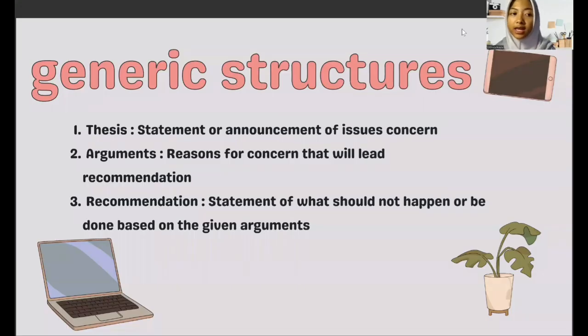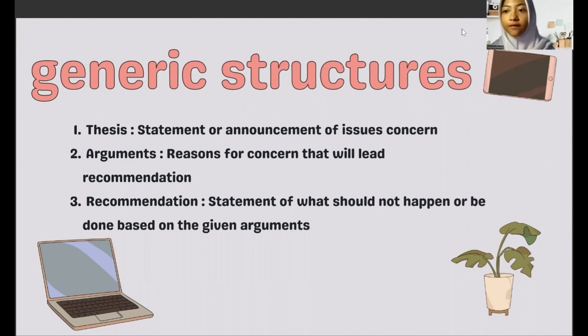Okay, with me, Kaynda will explain about generic structure and language feature of hortatory exposition. The first is generic structure. Generic structure of hortatory exposition usually has three components. The first is thesis. Thesis is statement or announcement of issue concern. Two is argument.